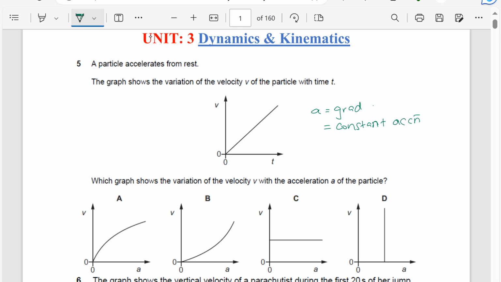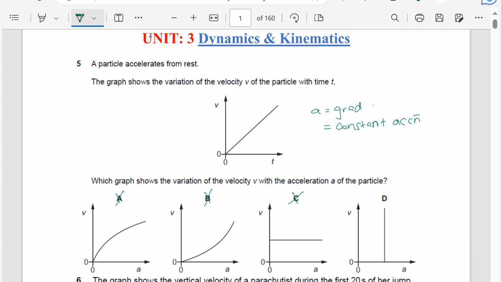So first of all, we eliminate C because the graph shows the variation of velocity v of the particle with time t. So this is a graph of velocity against acceleration. It is showing constant velocity as acceleration changes. B is showing that as v increases, the acceleration also increases. A is showing that as v increases, acceleration also increases, but the v is becoming constant with time.